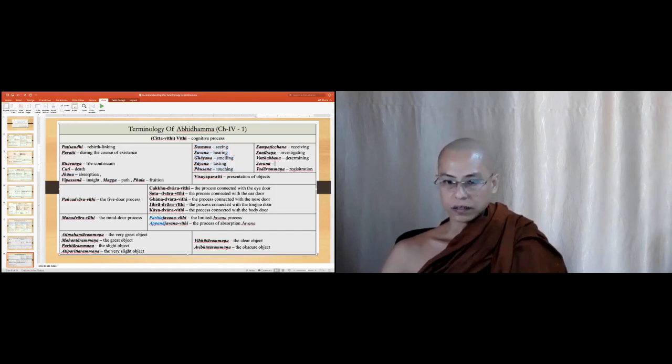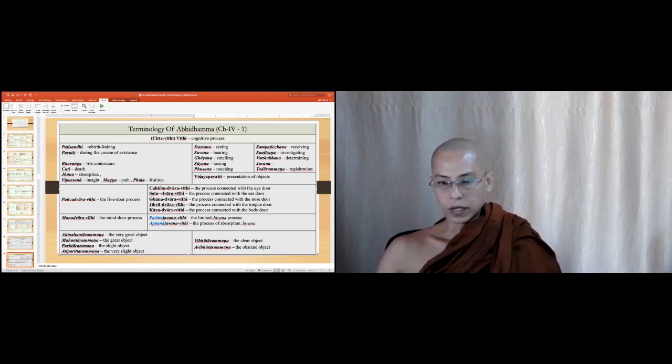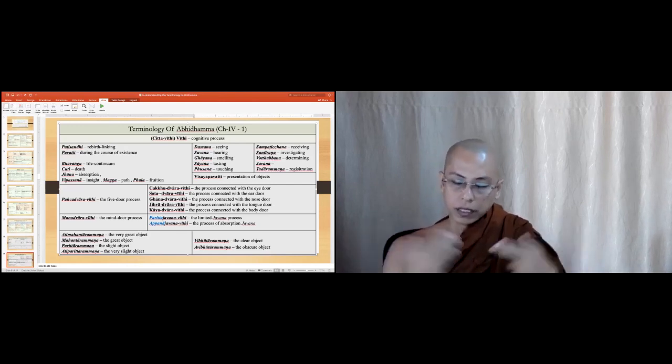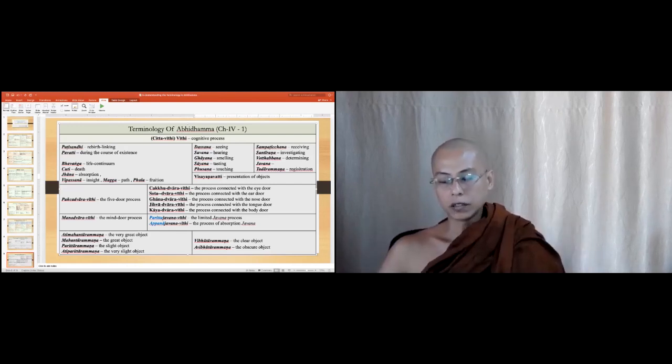Then these all already appear in the functioning of chapter 3. Then you will see Visaya Bhavati, presentation of the object. It means the appearance of the object and coming to the sensitivity or to the mind. That is called Visaya Bhavati.